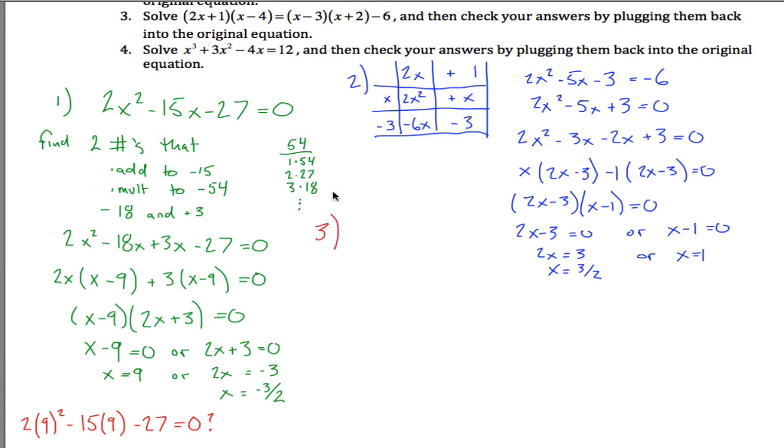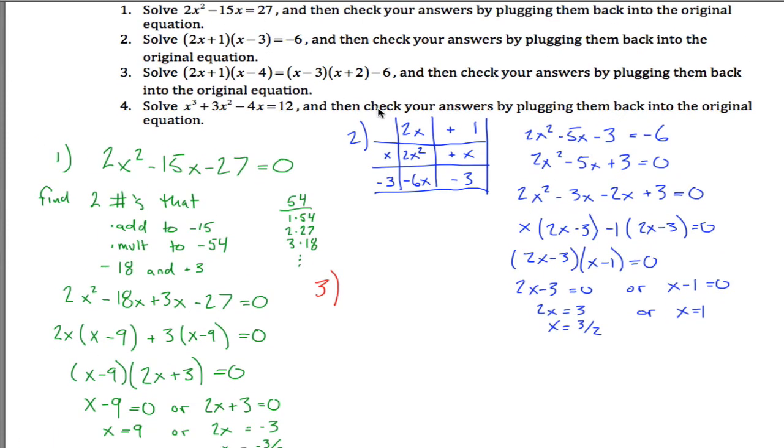Number 3, okay, kind of similar to number 2, except now we have pairs of things on both sides of the equation. So we're going to have to multiply 2x plus 1 times x minus 4. All right, I'll write it out. 2x plus 1, x minus 4. That gives us 2x squared plus x minus 8x minus 4. In other words, 2x squared minus 7x minus 4, because we had negative 8x and plus x.